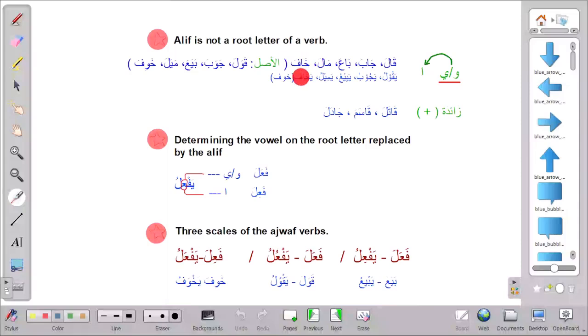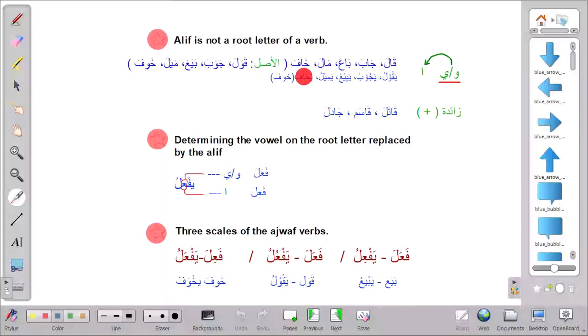Khafa. If you look at the mudore, what's there? Yakhafu. So here is funny. If you look at the mudore, there's no wow and there's no ya. Khafa means he feared. Yakhafu, he is fearing. The alif still remains in the mudore. Yakhafu is not yakhawfu or yakhifu. It's yakhafu. The alif is still there. So there's no wow or ya in the mudore.